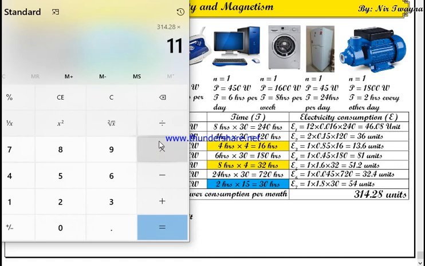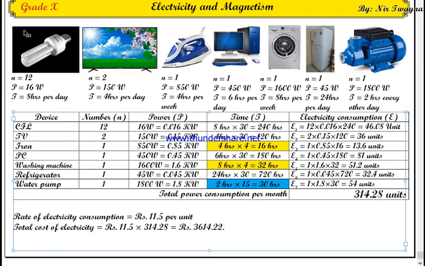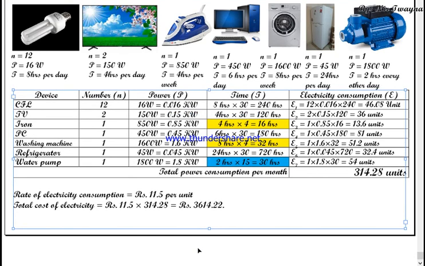So your total answer will be 314.28 into 11.5, which is 3614.22 rupees. Okay, this is your answer. Any confusion up to here? Check your answer with mine. Now if there is no confusion, I'm going to give you an assignment for today.